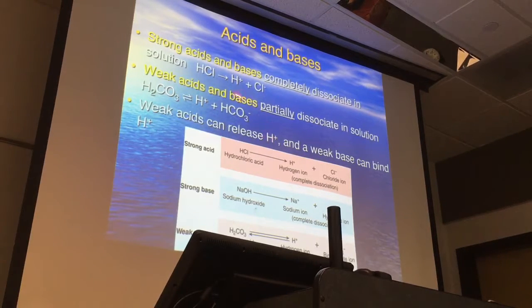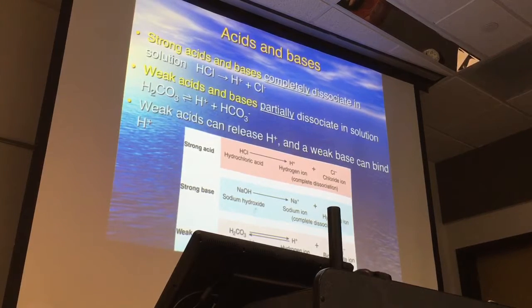And this is a weak base, by the way. That bicarbonate ion is a weak base because it can join with and take an excess of hydrogen ions. Weak acids release a hydrogen ion, and a weak base can bind a hydrogen ion. The weak acids and weak bases are important in all physiology. So we're going to start talking about how there's an equilibrium between them. They partially dissociate.